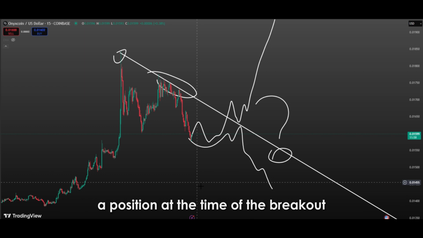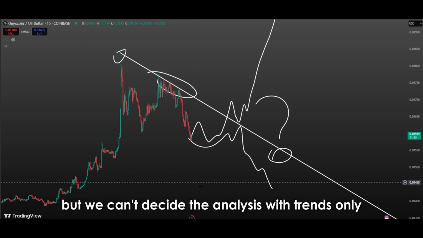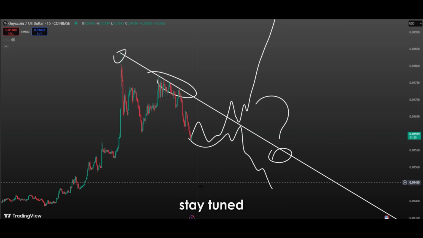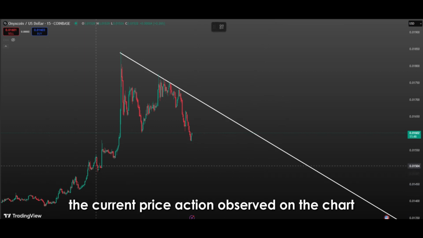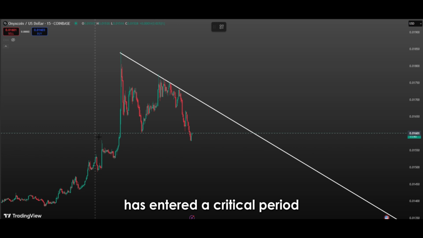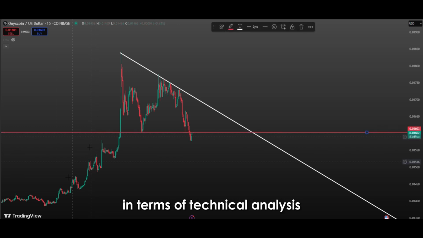Therefore, instead of taking a position at the time of the breakout, traders may prefer to wait for the retest and trade more confidently. But we can't decide the analysis with trends only. Let's look at other metrics. Stay tuned. The current price action observed on the chart has entered a critical period in terms of technical analysis.